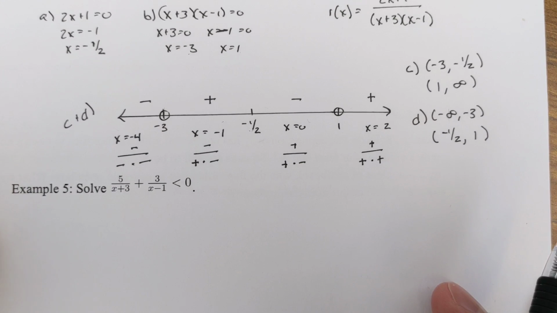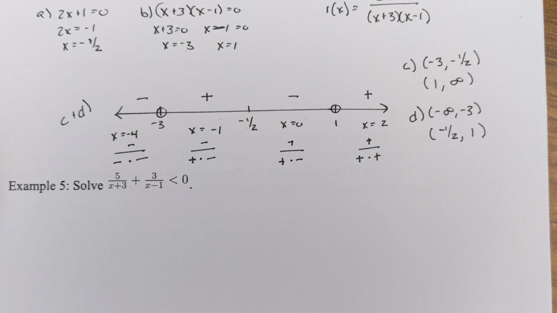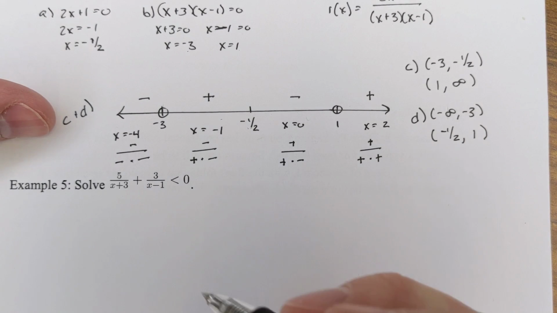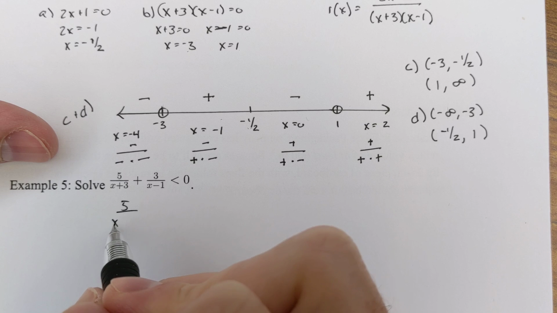Okay, so example 5, solve 5 over x plus 3 plus 3 over x minus 1 less than 0. So what we need to do is find a common denominator of this problem and turn it into a single rational expression, so we can do undefineds and whatnot. So let's rewrite it here so I have room to work.